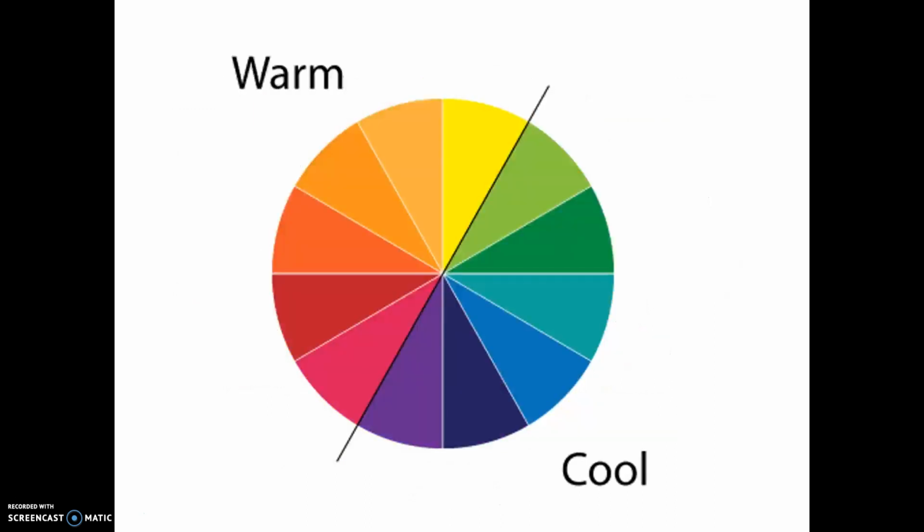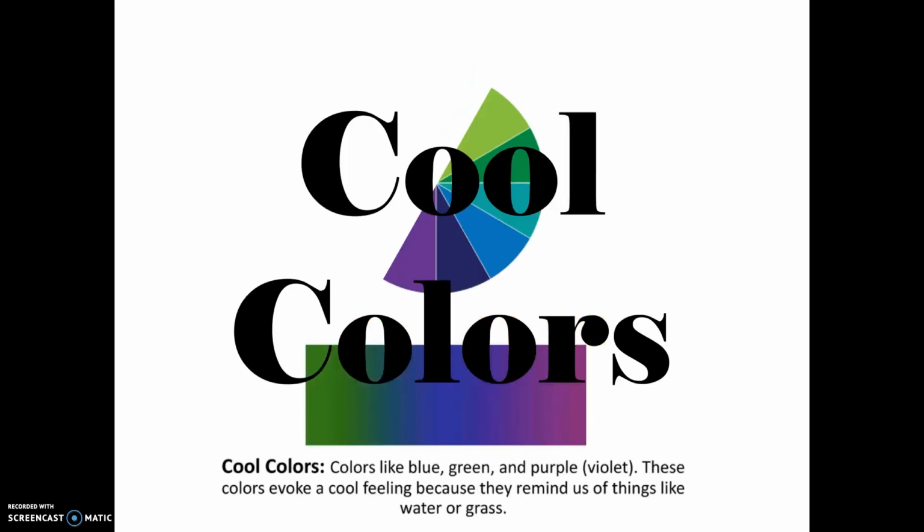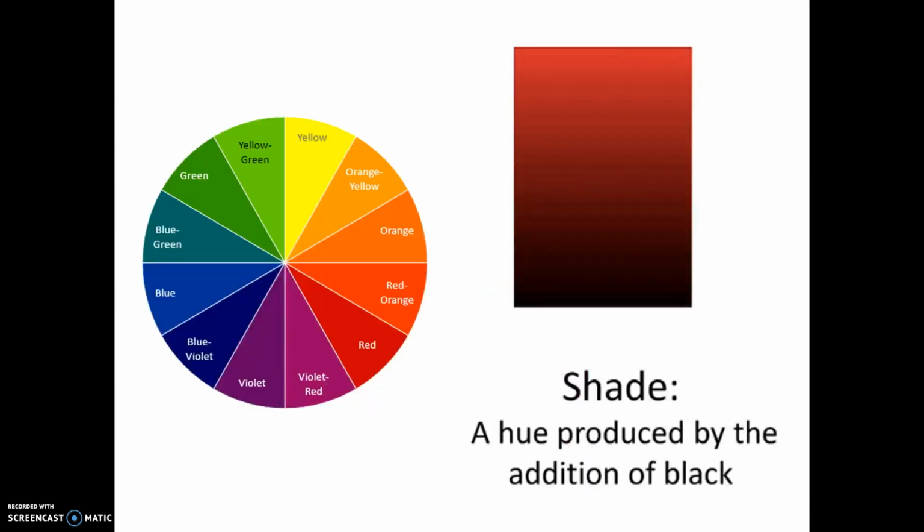Now, we can also take colors and divide them into warm colors or cool colors. Warm colors are going to remind you of a fire or something that's hot, maybe the sun. Cool colors are going to remind you of things like water or grass or ice or glaciers, things like that.